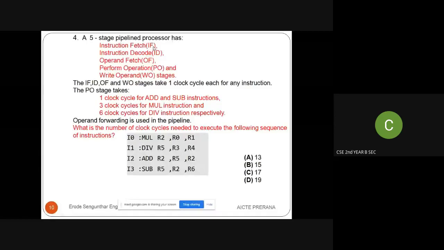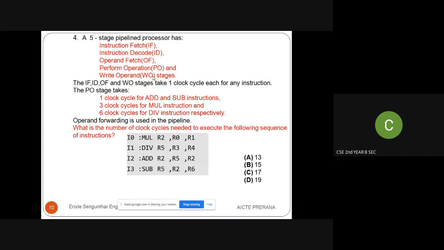Pipeline they have given. They have abbreviated their representation as instruction fetch as IF, instruction decode unit as ID, and operand fetch as OF, and perform operation, so the operation performing stage also they have included. Okay, perform operation PO, and write operand, that is storage. For the purpose of storage they have given WO, write operand stage. So IF, ID, OF, PO and WO are the given 5 stages of the pipeline.